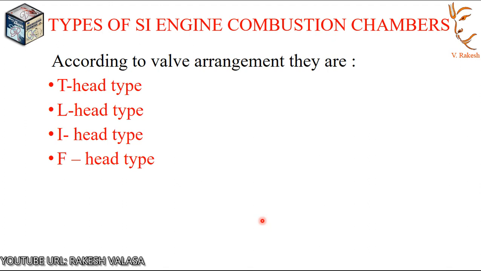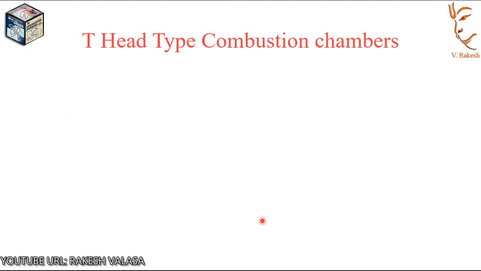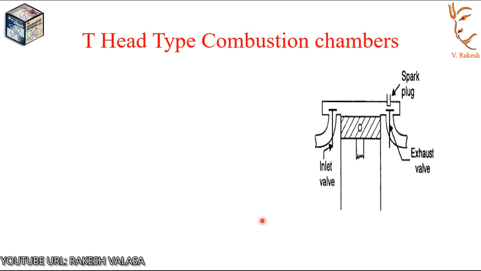Now let us discuss each and every type of SI engine combustion chambers. In this, the first one is T-head type combustion chambers. This was first introduced by Ford Motor Corporation in 1908. This design has the following disadvantages.